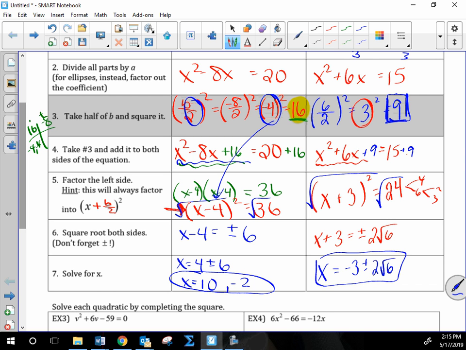If you were to do quadratic formula, you get that same exact answer. Sometimes completing the square is more desirable than quadratic formula because the numbers can get a little big underneath your radical in quadratic formula, but they both will yield the same result. Questions with that?